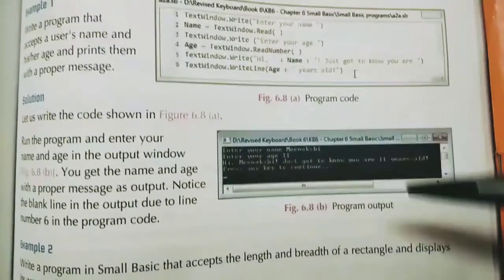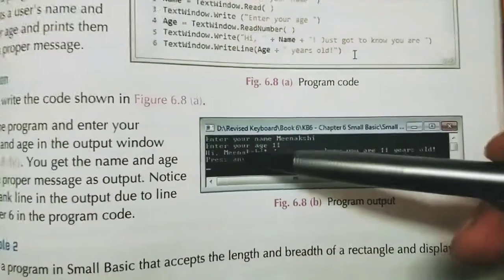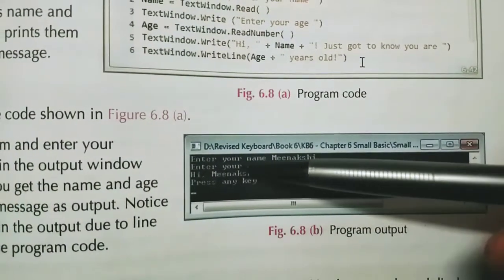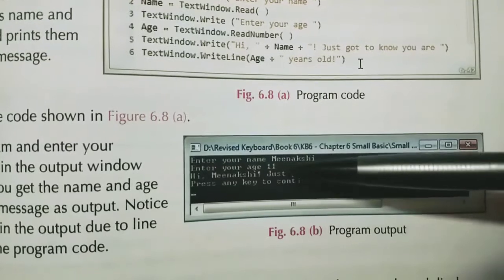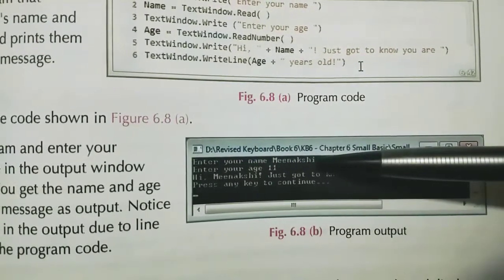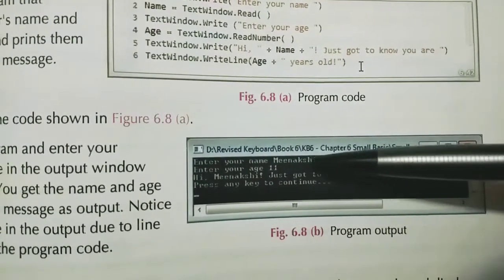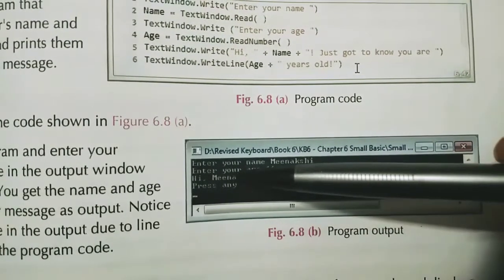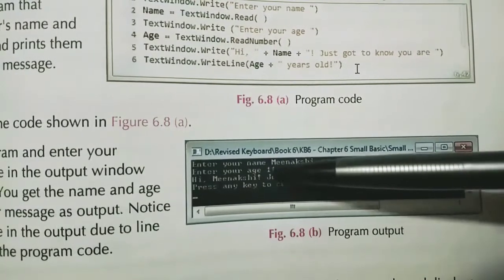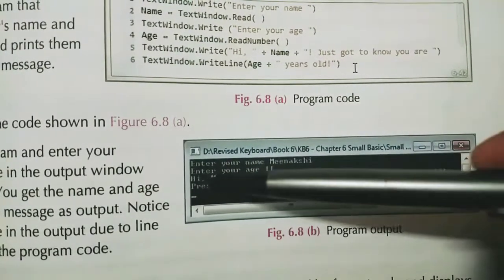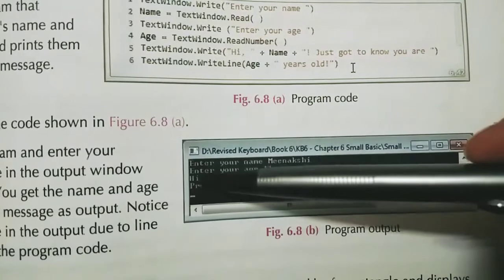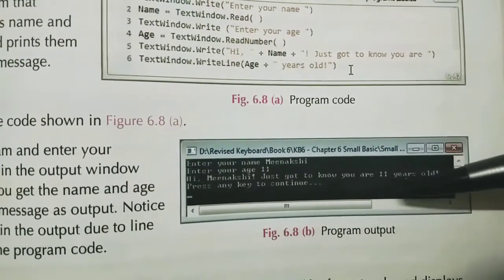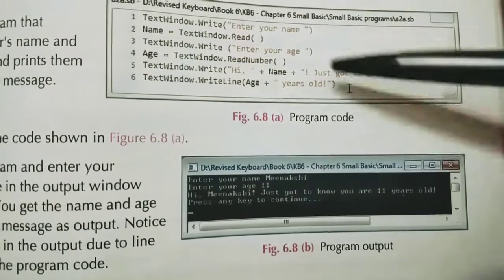Understood? So see here the output screen. In the output screen, when you run the program, it will ask you to enter your name, and it will be shown like this. Then you will enter the name, whatever it is. So Minakshi. After writing Minakshi, press enter again. Then it will show, enter your age. Then give the age, 11 years. After you press enter, it will be written as: hi Minakshi, just got to know you are 11 years old.